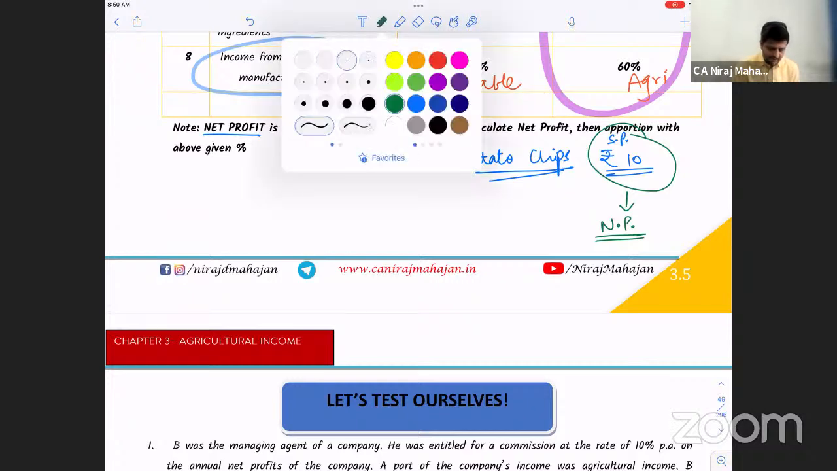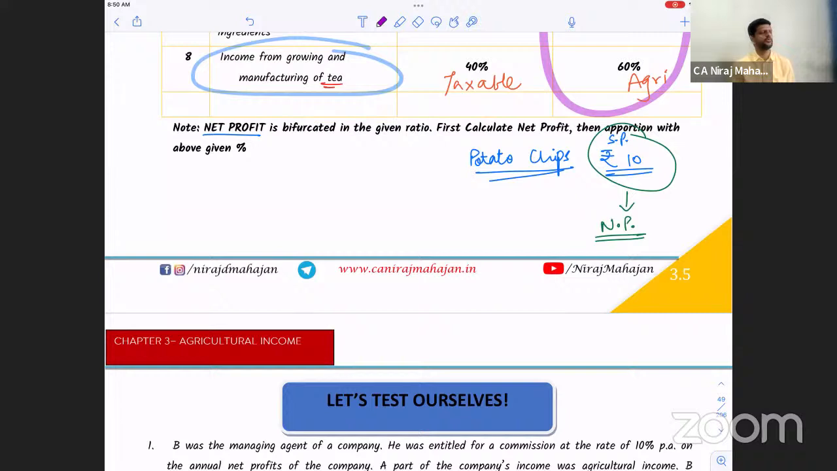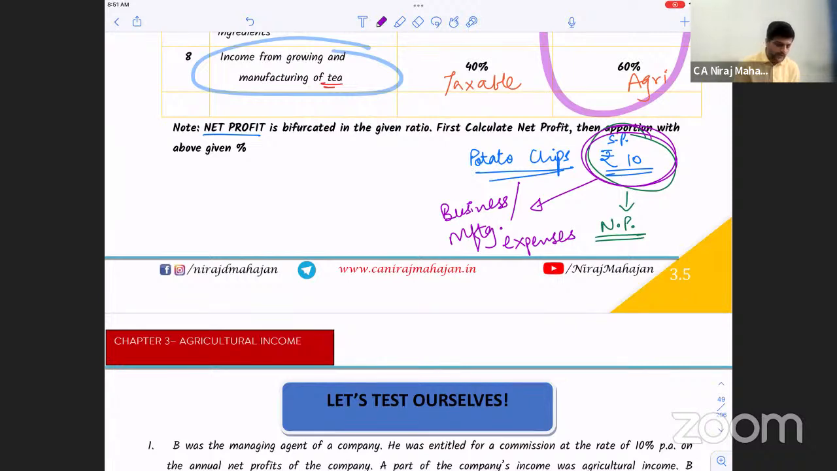I am going to apportion net profit. So basically to get net profit, what cost do I have to reduce? Are you getting the point? Selling price, let us say, will be given to you. So to reduce the cost, expenditure. All the expenditure I have to reduce to get a net profit. So I'll be reducing your business or manufacturing expenses. Clear till here? That is one expenditure. And another very important expenditure I may have to reduce is your agricultural activity expenditure. Isn't it?